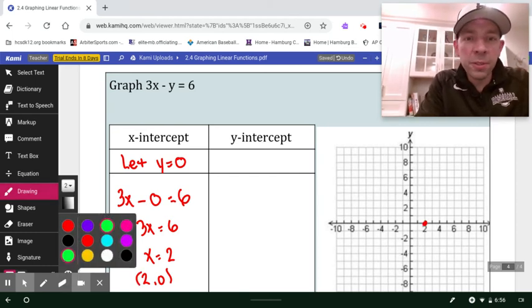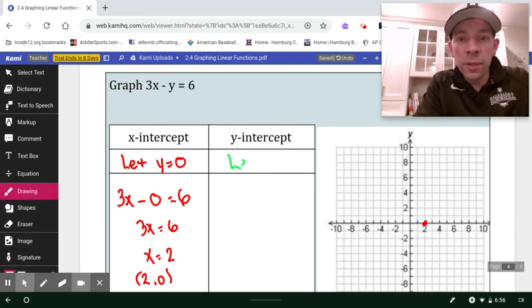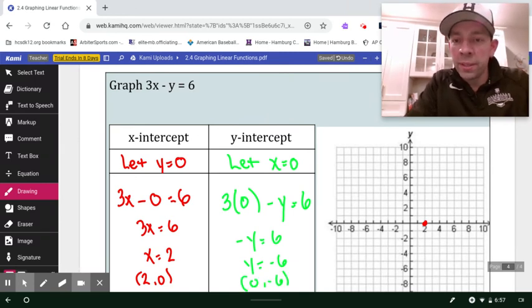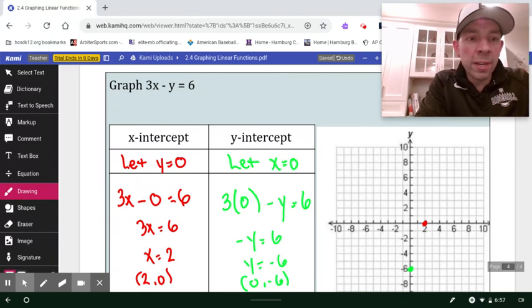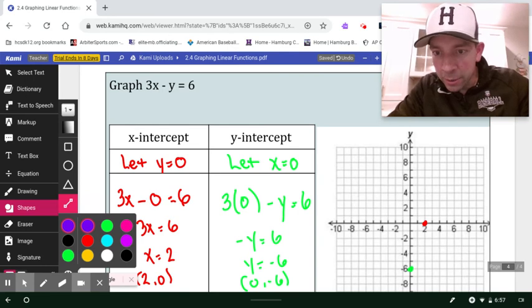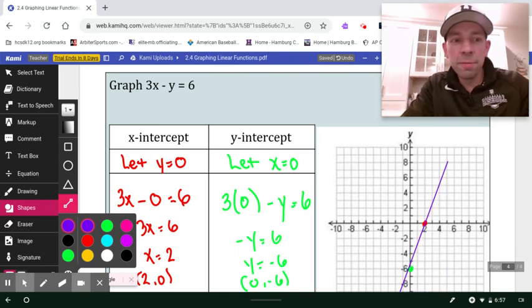All right, let's flip the script. If you want the y-intercept, we're going to let x equal 0. Substituting that, we'll get 3 times 0 minus y equals 6. 0, negative y equals 6, or in other words, y equals -6. So 0 comma -6 is the second point that the graph passes through. And now all I've got to do is try to connect those points the best that I can. Kind of close enough, maybe, hopefully.